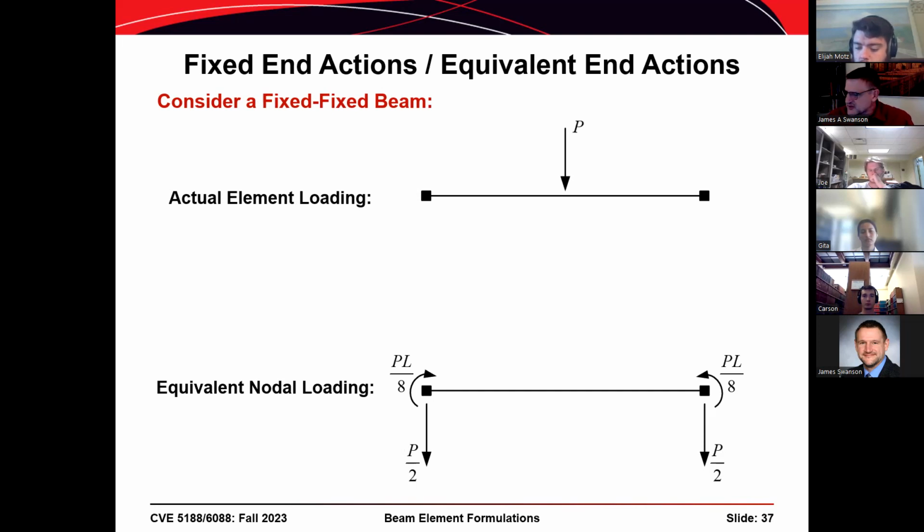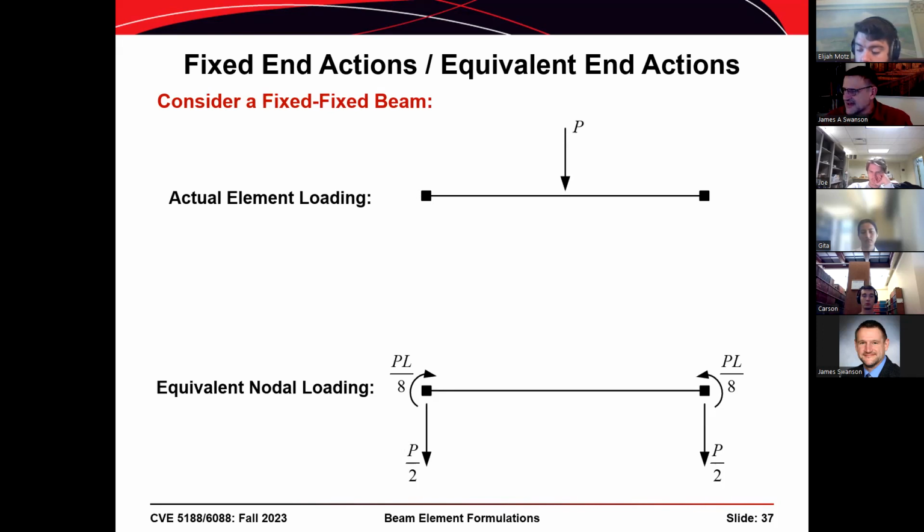But what we can do is come up with a set of equivalent actions that act at the nodes that the member is attached to that represent that load. So if we have a member force P acting at midspan, the way that we represent that in our matrix formulation is to put 2 end moments, PL over 8, at the 2 nodes adjacent, and we have 2 end shears that we apply at those nodes, P over 2.